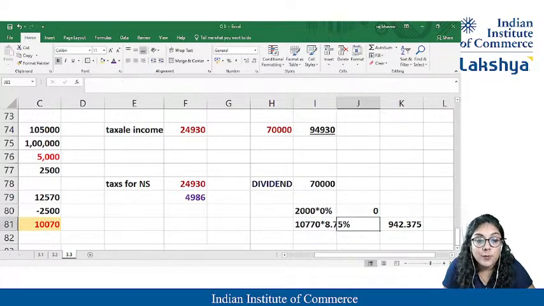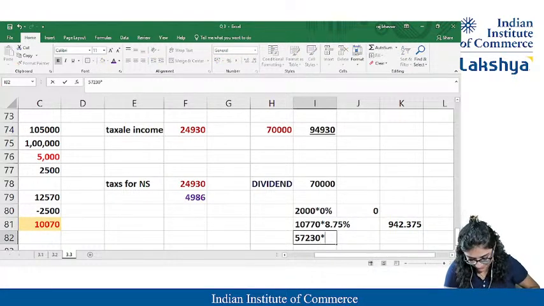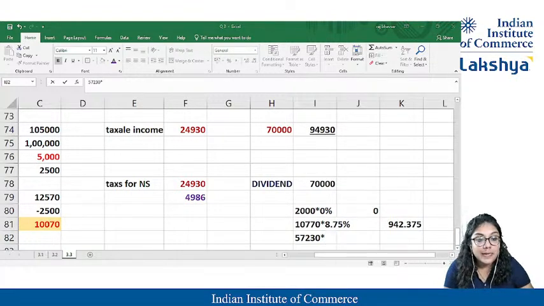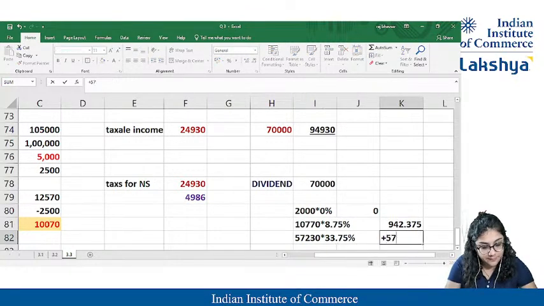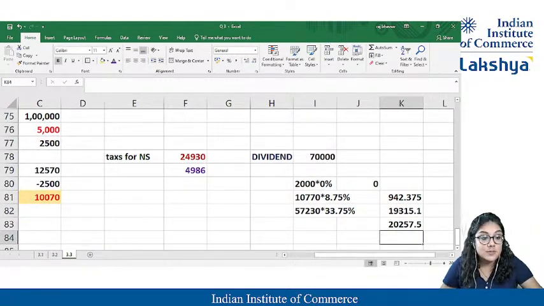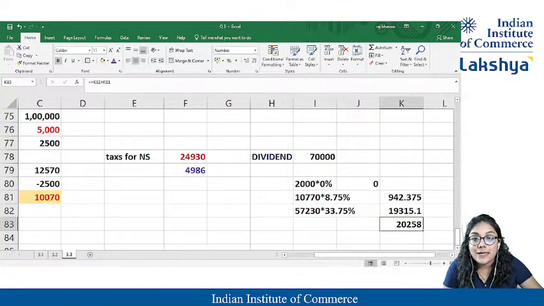Yes. Then over here, the leftover will be 57,230. That will be the second band, so it is obviously going to be 33.75%. So it becomes 57,230 into 33.75 divided by 100. So if I take the total, I'll be getting taxes of 2257. Cool. Rounding it off, it's 2258. Yeah, students, so that is the tax I have to understand.